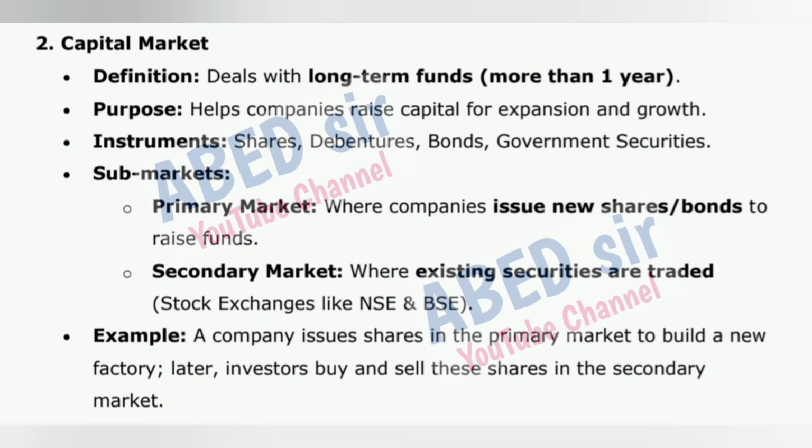2. Capital market. Definition: deals with long-term funds, more than 1 year. Purpose: helps companies raise capital for expansion and growth. Instruments: shares, debentures, bonds, government securities. Submarkets. Primary market, where companies issue new shares, bonds to raise funds. Secondary market, where existing securities are traded, stock exchanges like NSE and BSE. Example, a company issues shares in the primary market to build a new factory.